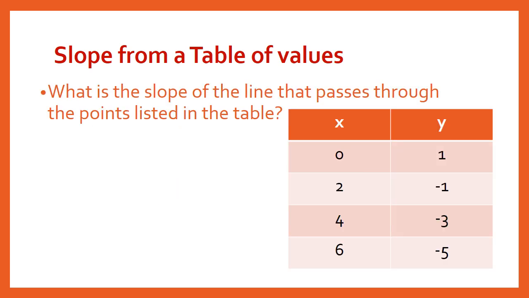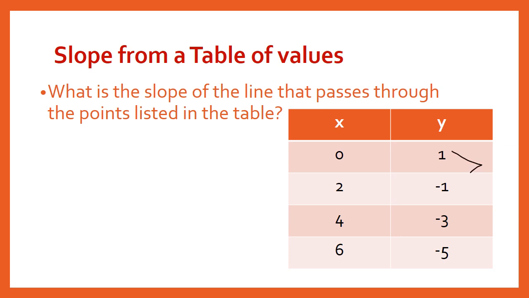Let's take a look at our first example and calculate the slope of the line that passes through the points listed in the table. As you can see here, we have 4 points: (0, 1), (2, -1), (4, -3), and (6, -5). I can calculate the slope by finding the difference in the y divided by the difference in the x. I can choose any 2 points in this table. It doesn't matter which 2.